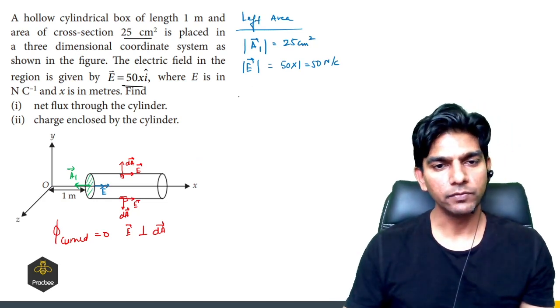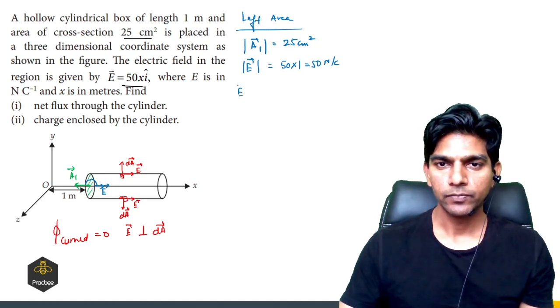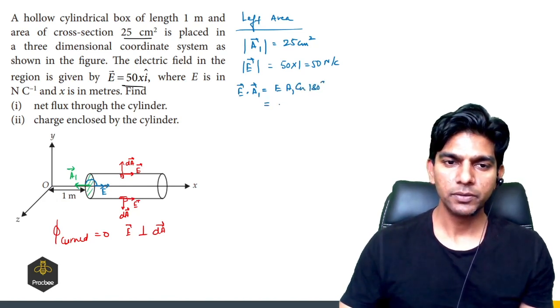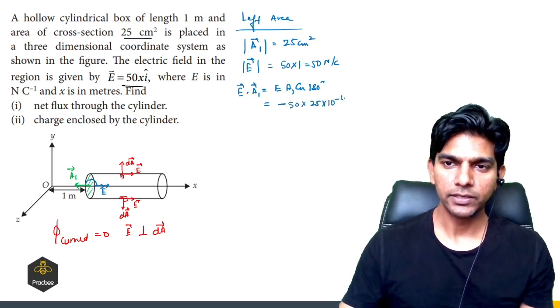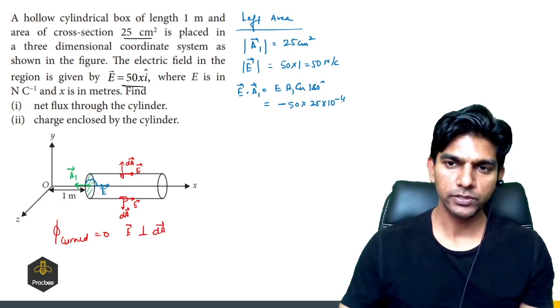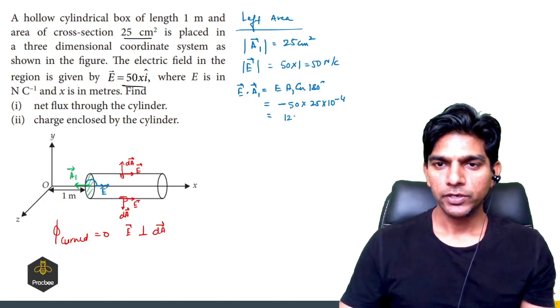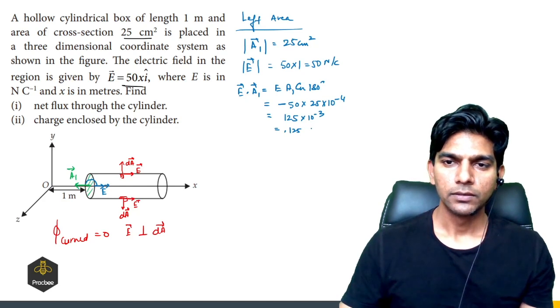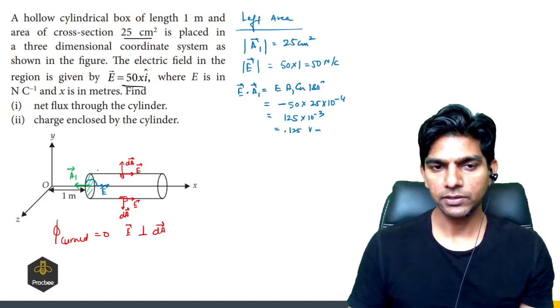Right? So we know the electric field, and we know the angle between the area vector and the electric field. So the angle is 180 degrees. So E dot A1 will be E A1 cos 180. That comes out to be minus 50 times 25 into 10 raised to power minus 4. I have converted centimeter square into meter square, so I have multiplied this with 10 raised to power minus 4. This comes out to be 125 into 10 raised to power minus 3, or I can say 0.125 volt meter. That will be the electric flux linked with the left face.